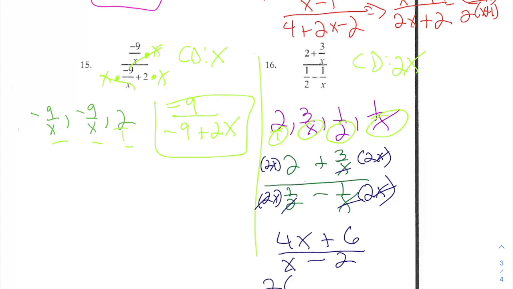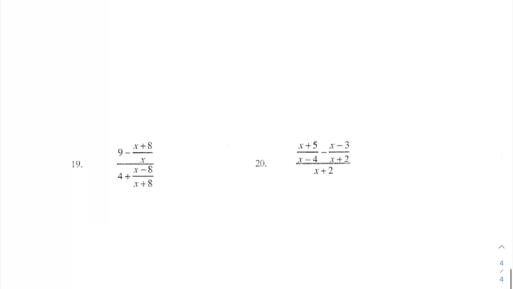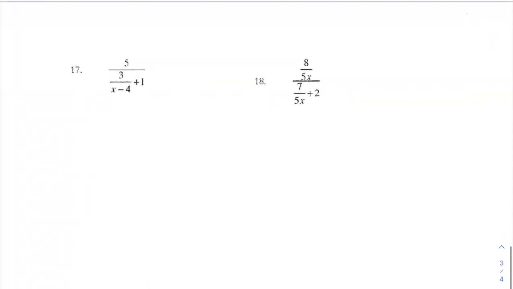You could say that this is 2 times 2x plus 3 over x minus 2. And that's as much as you can do. This is the final 100% correct answer. Okay, there's a couple more, and you'll see it's not too bad. There's not too much more than this.